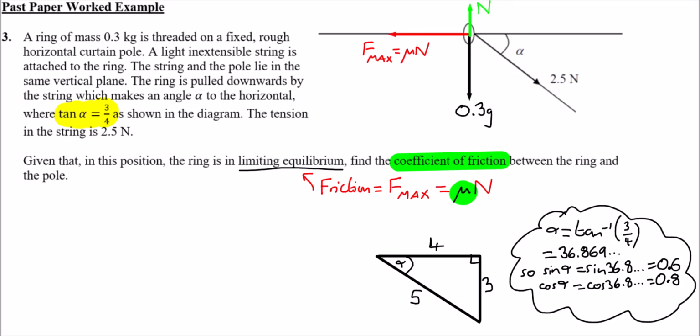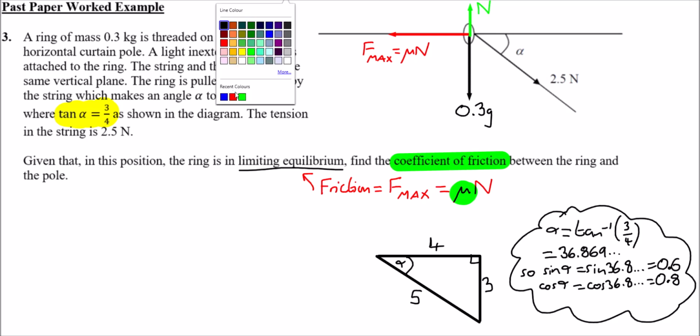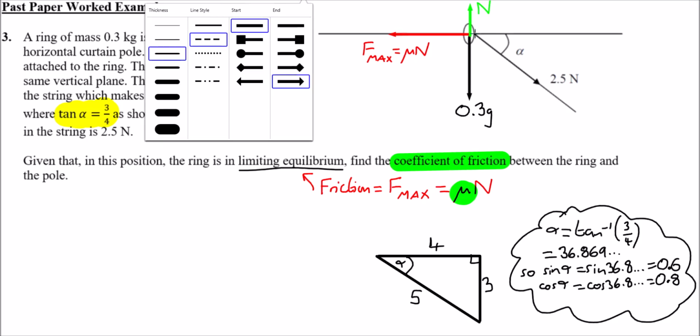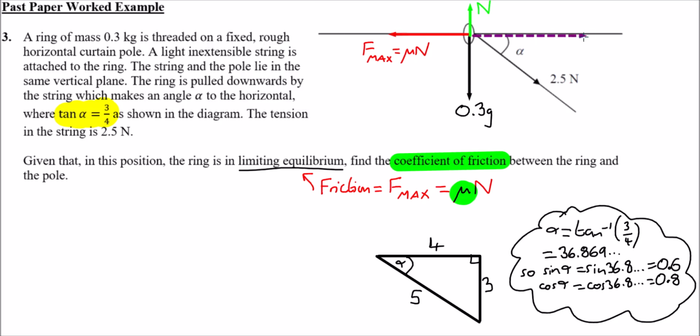to it. So if we resolve this here, let's pick a different colour, maybe a purple. Do it in a dotted line. It's got a component going along and a component going down like so. Like you should know by now, the component which is opposite to the angle in question is the magnitude multiplied by sine of the angle, so 2.5 sine alpha. And this component here is going to be 2.5 multiplied by cosine alpha.